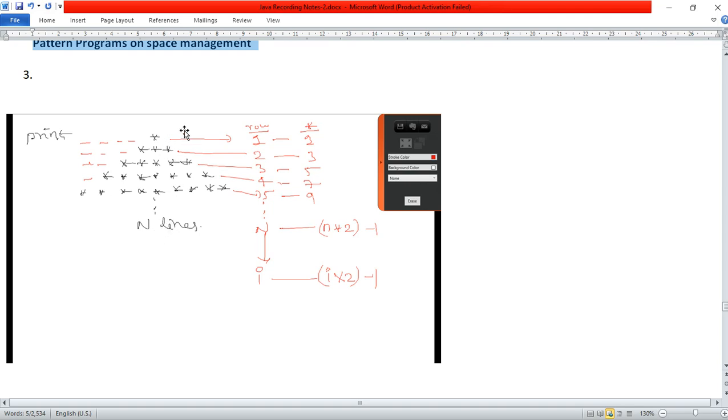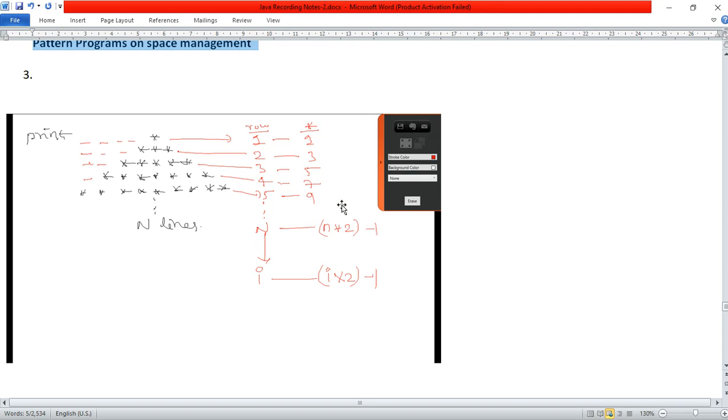If you observe this logic carefully, see row number 1, how many stars? 1 star. Okay. For the second row 3 stars, for the third row 5 stars, for the fourth row 7 stars and the fifth row 9 stars. Therefore what is the nth row? For the nth row, n into 2 minus 1 stars are required.